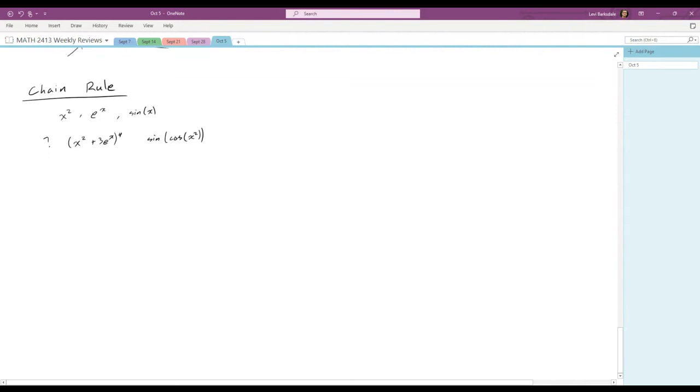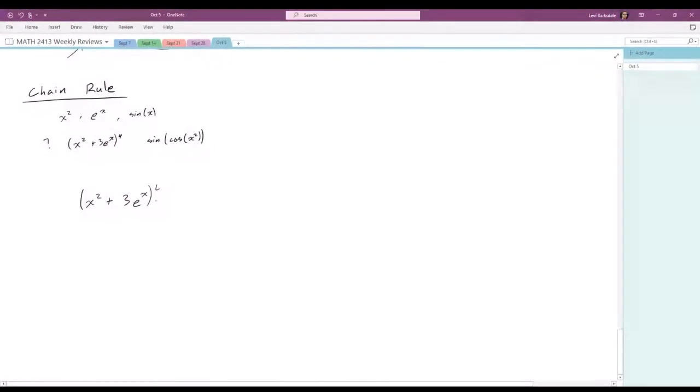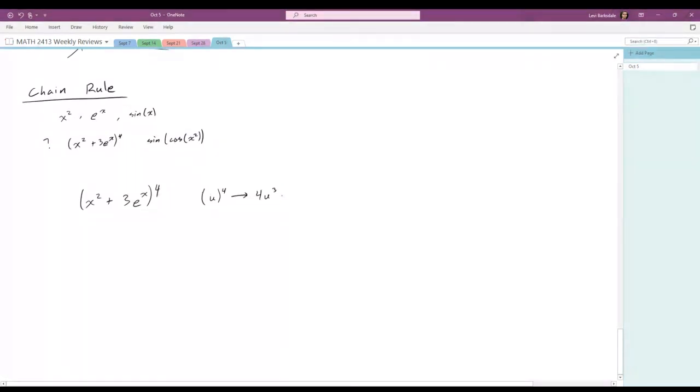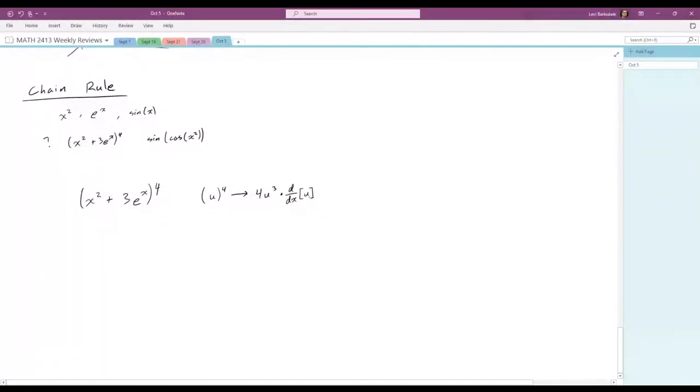So the idea is when we take a derivative, we almost work from the outside in. If we were looking at this first thing, (x squared plus 3e to the x) to the fourth, we would look only at something, I'm going to call it u, to the fourth. Well, this is just the power rule. We know how to solve that. All the chain rule says is whenever you make this kind of simplification, you then have to multiply by the derivative of what's inside. And what's inside in this case, we're calling u.